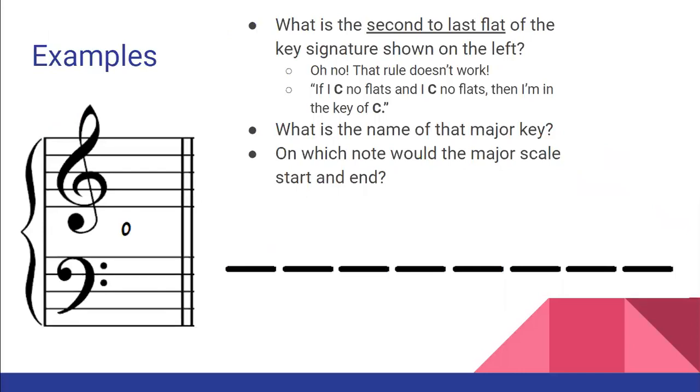This one will be easy because there are no flats and no sharps. And if you remember from our exception, if you see no flats and you see no sharps, then you're in the key of C. So what is the name of that major key? Well, we just heard it. It's C. So that means that the scale has to start on the letter C. What's the next letter? Well, what's one note higher than C? It's D. And after that, E, F, G. Remember that after G, we go back to A, then B and C.